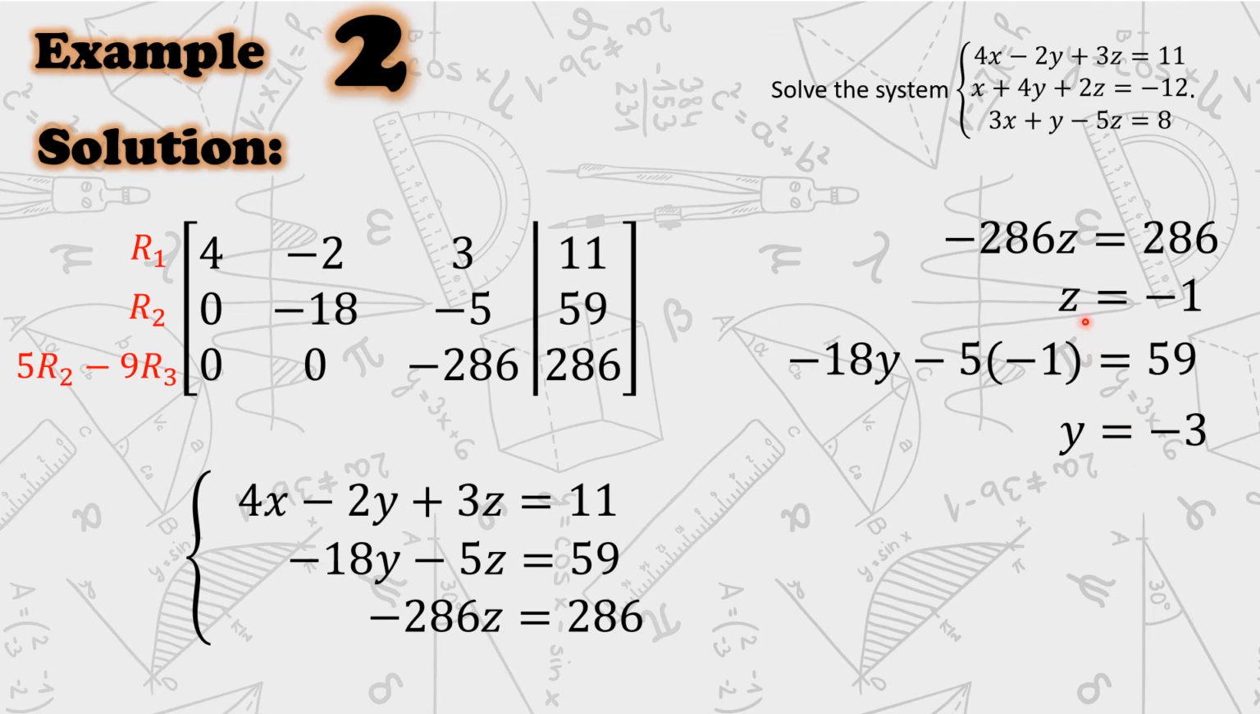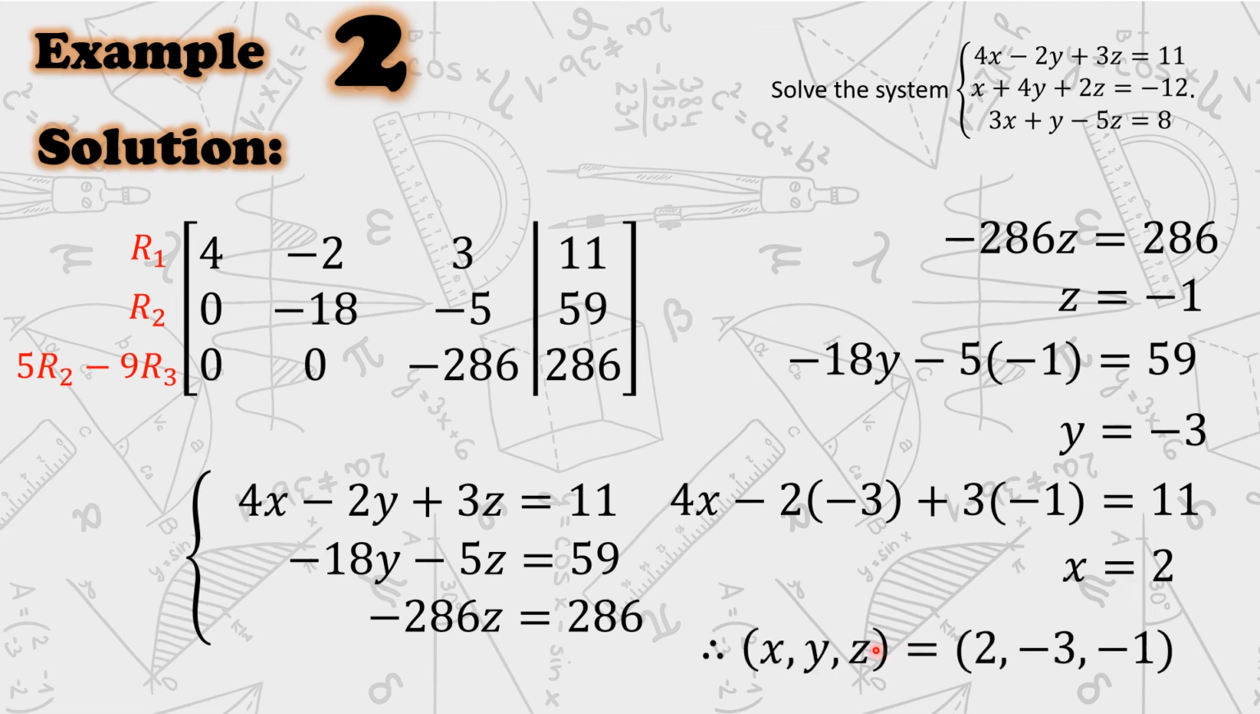And then, substituting z equals negative 1 and y equals negative 3 to the first equation, we'll have 4x minus 2 times negative 3 plus 3 times negative 1 equals 11. Solving for x in this equation, we will get x is equal to 2. So the solution to this system of equations in 3 variables is the ordered triple 2, negative 3, negative 1.